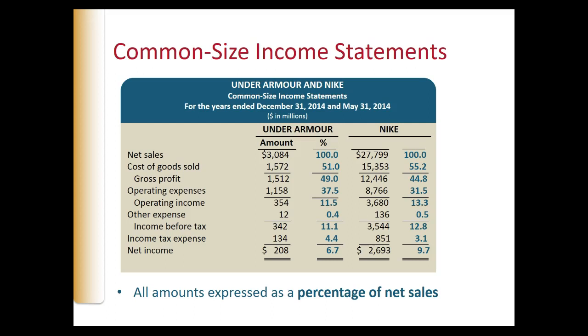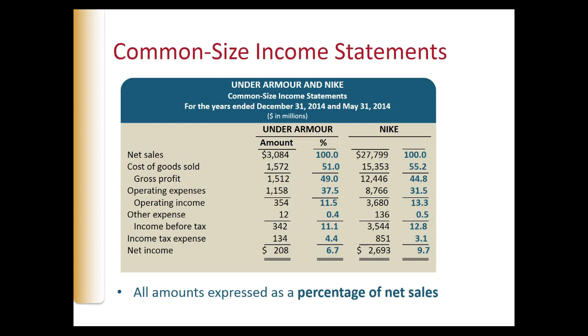So the gross profit divided by the net sales is going to equal 49%. But Nike's is 44.8%. Now this means Under Armour earns a slightly higher gross profit for each dollar of sales, consistent with its business strategy of focusing on high-quality performance apparel. However, Under Armour's higher gross profit gets offset by its proportionately higher operating expenses, 37.5% of sales compared to 31.5% for Nike. The net result is that operating income as a percentage of sales is slightly lower for Under Armour.